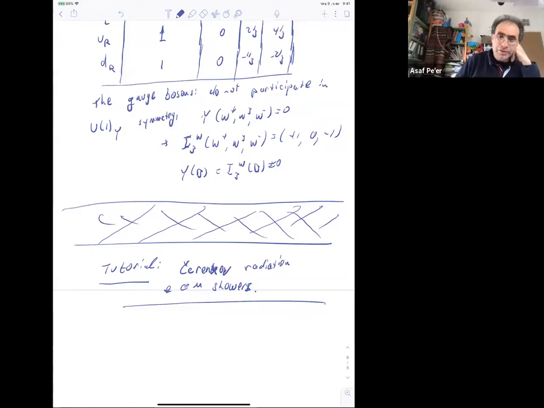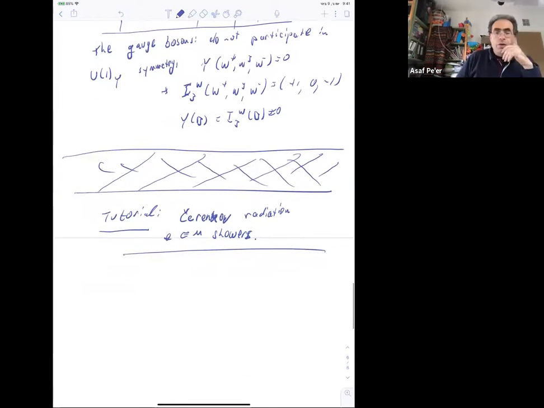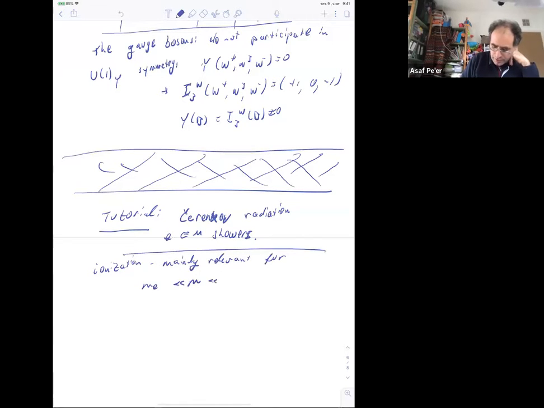So last time we discussed ionization, and this is mainly the energy loss of particles whose masses are above the electron mass and below the nucleon mass, which is most of them. So this is ionization, mainly relevant for M greater than M_e and smaller than M nuclei.